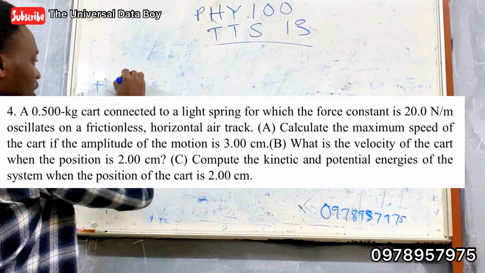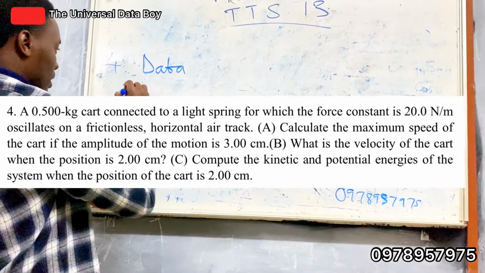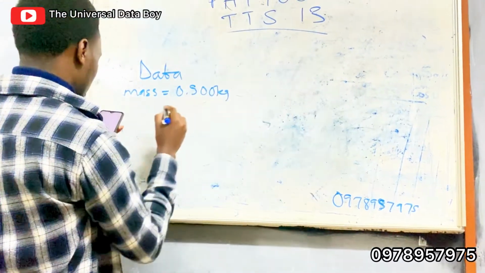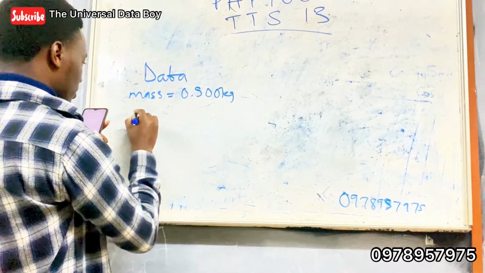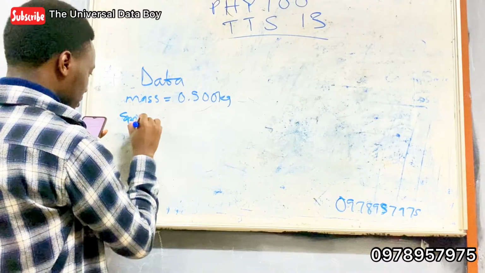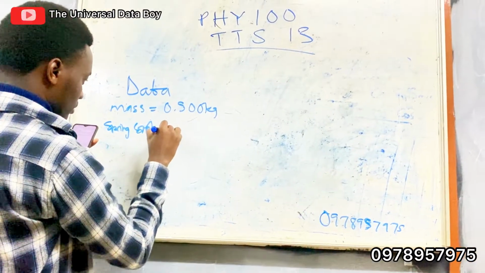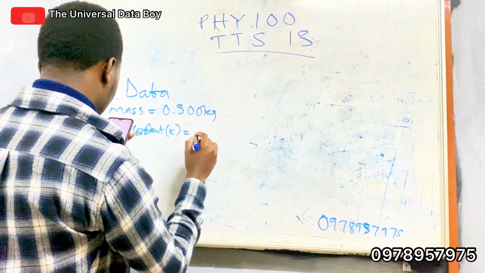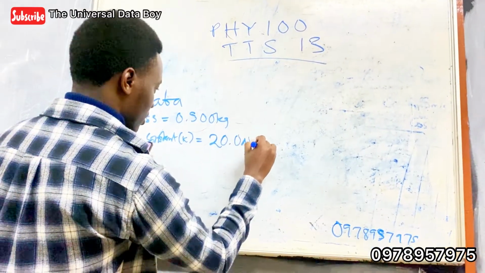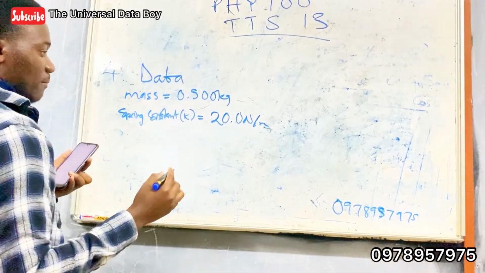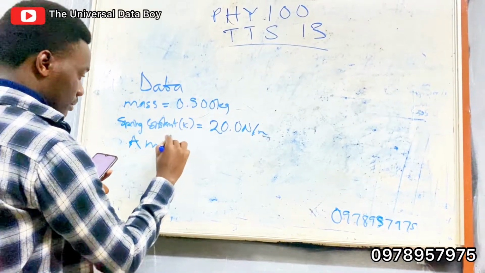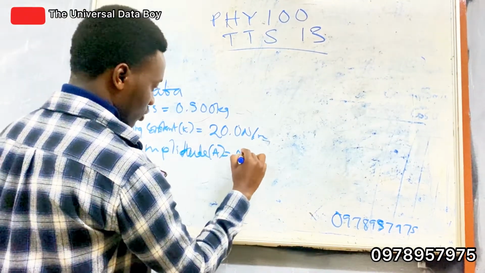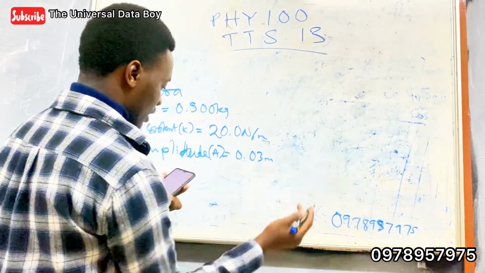So we can collect our data first. Our data: mass is equal to 0.500 kg, the spring constant k is simply equal to 20.0 Newton meters, and the amplitude A is 0.03 meters. That's 3 centimeters.